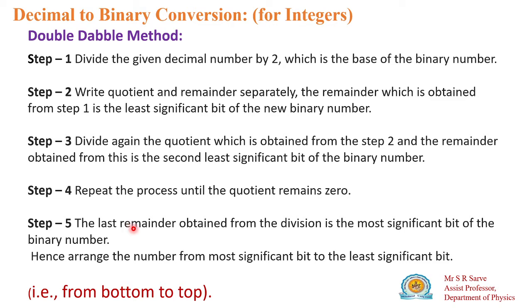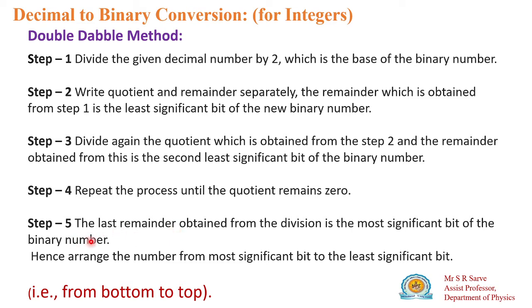Next is, when the quotient is 0, what is the fifth step? The last remainder obtained. मतलब जब क्वोशंट 0 आएगा उस वक्त जो रिमाइंडर रहेगा, when the quotient remains 0, the last remainder obtained from the division is the most significant bit of the binary number. मतलब जो लास्ट वाला रिमाइंडर रहेगा वो रहेगा अपना फर्स्ट डिजिट बाइनरी नंबर का.